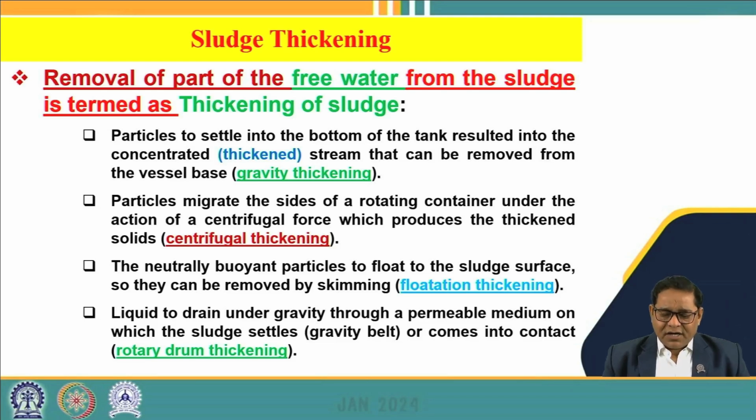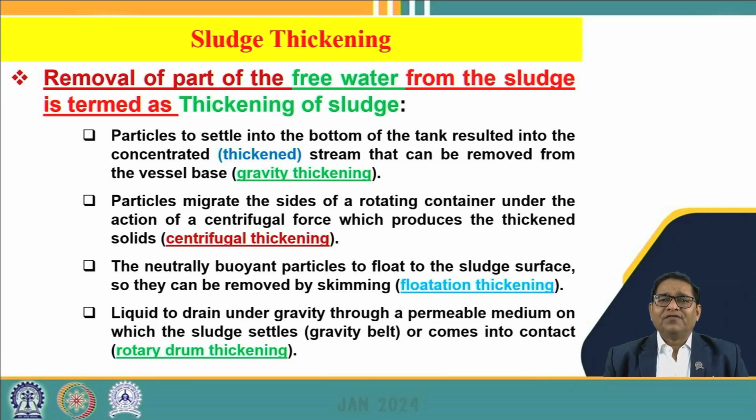Then let us start with the sludge thickening. When we say sludge thickening, the term itself indicates the sludge is thickened. Sludge is thickened because if we see the sludge, it contains hardly 2 to 4% of the solids and the rest is the moisture. So if we can further remove the moisture, then it becomes more concentrated. The process of removal of the free water which is present in the sludge mass is basically called sludge thickening.